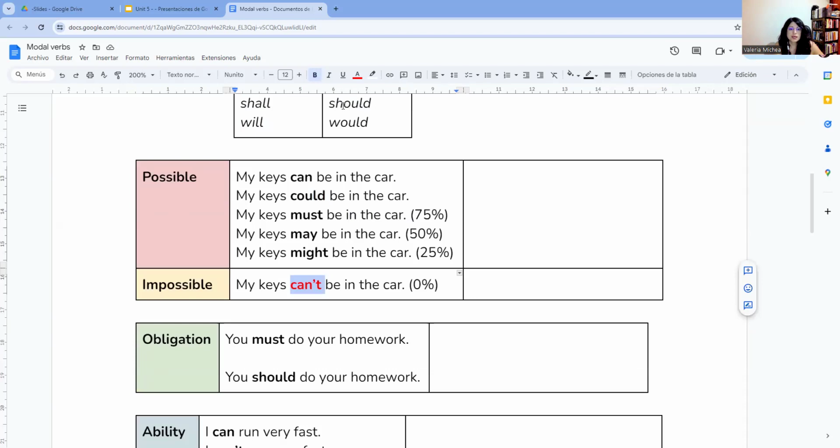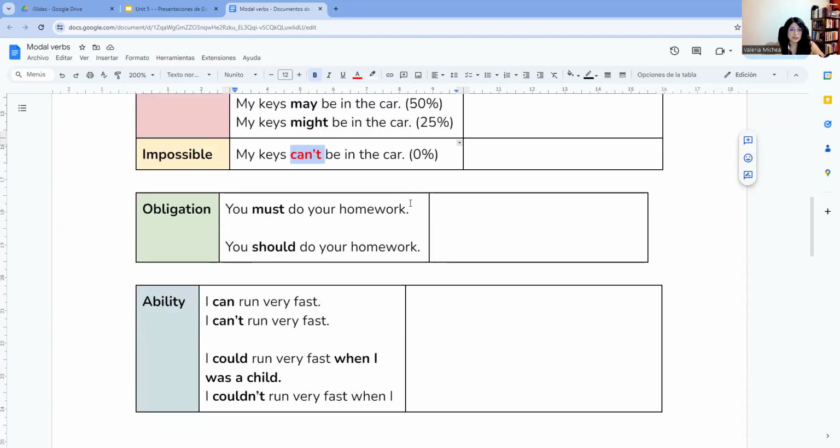Then we have some modal verbs for obligation. For obligation, we can use must and should. You know that must is very strong and should is not so strong. I didn't add ought to because I told you ought to is very old-fashioned, so it's not necessary that you use it really. So in obligation, I only included must and should. Of course, we can also have to.